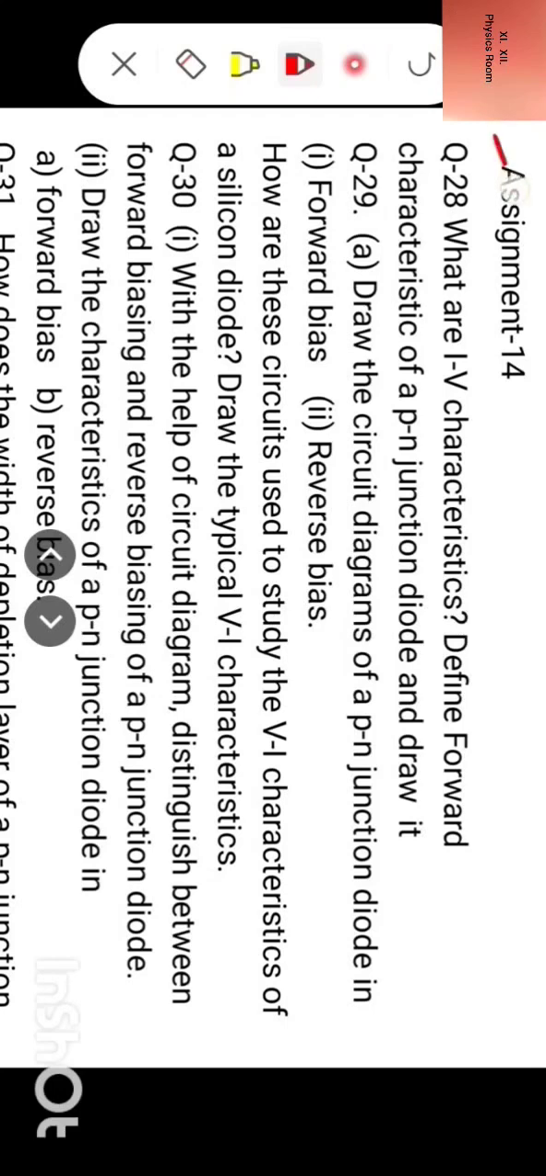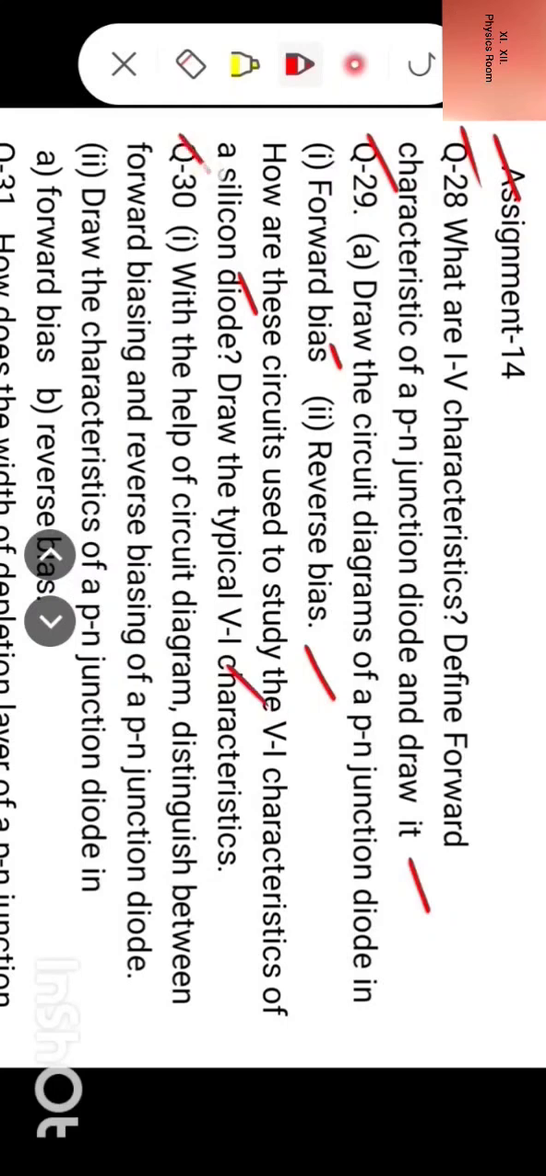Question number 28. What are IV characteristics? Define forward characteristic of a PN junction diode and draw it. Question number 29. A part. Draw the circuit diagrams of a PN junction diode in forward bias and reverse bias. How are these circuits used to study the VI characteristics of a silicon diode? Draw the typical VI characteristics of silicon diode.